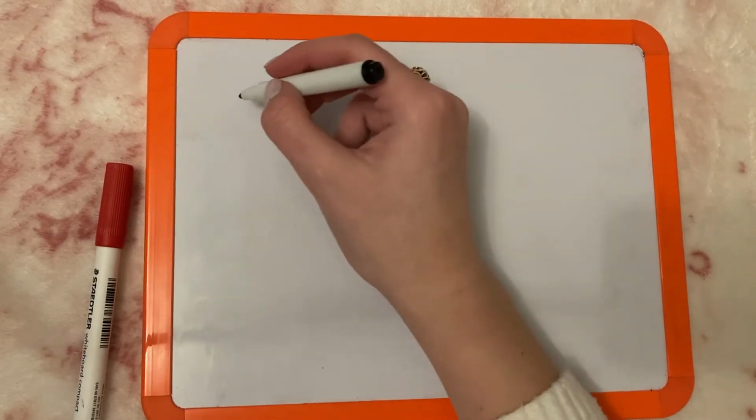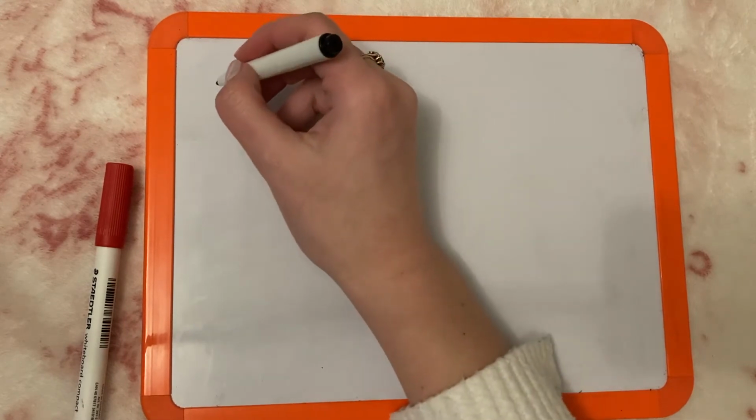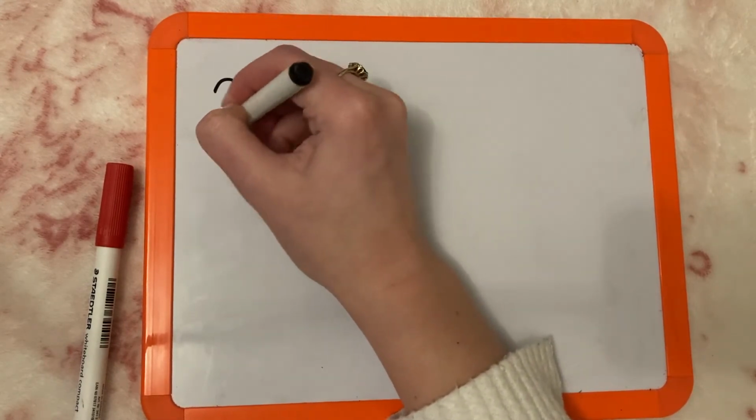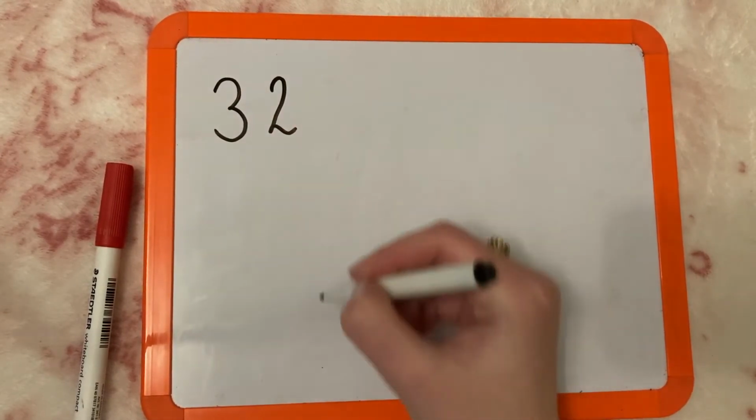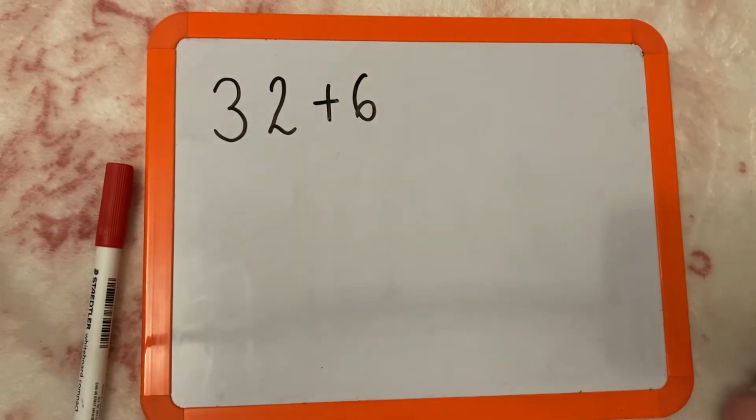I'm only going to be adding 2 digit by 1 digit for this video. So the first example I'm going to start with, I'll just use one side of the board so that I can put the next example there. 32 add 6. Okay, so there's our equation. Now we're going to put it into the column method.